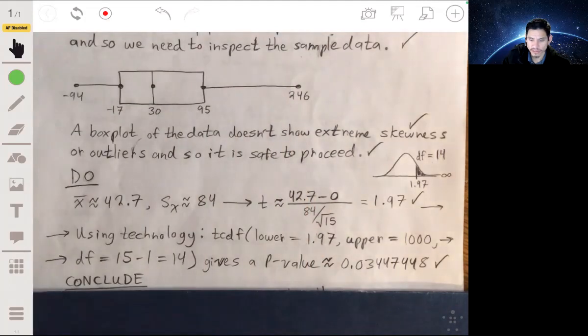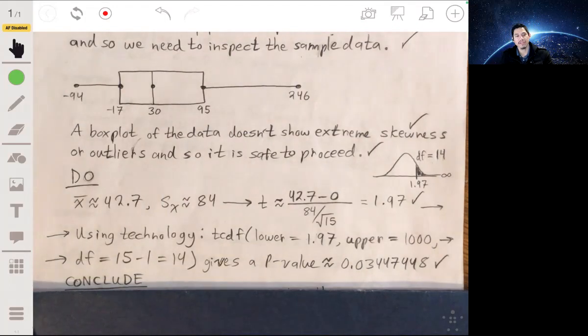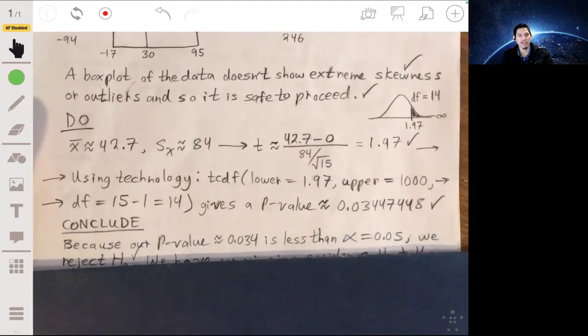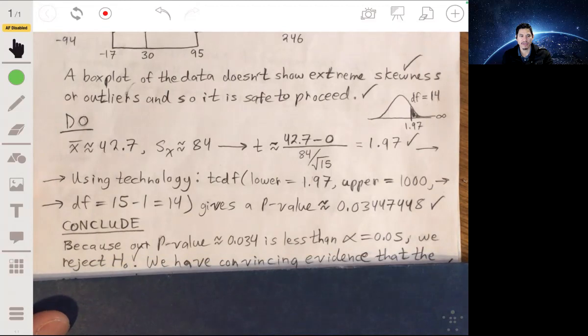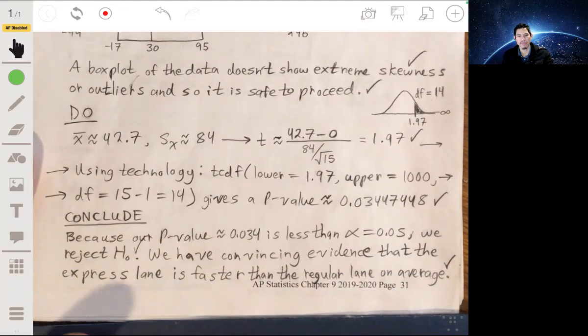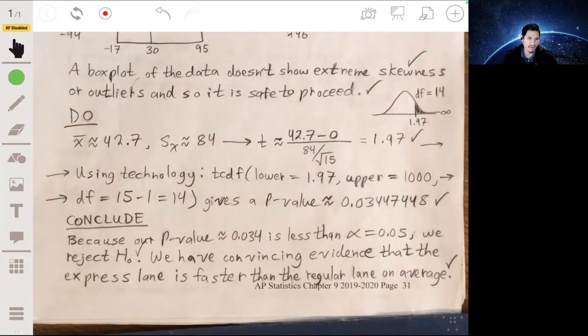And so then, since our p-value is less than our alpha level of 5%, that means we're going to reject H0. And then we have convincing evidence that the express lane is indeed faster than the regular lane on average.